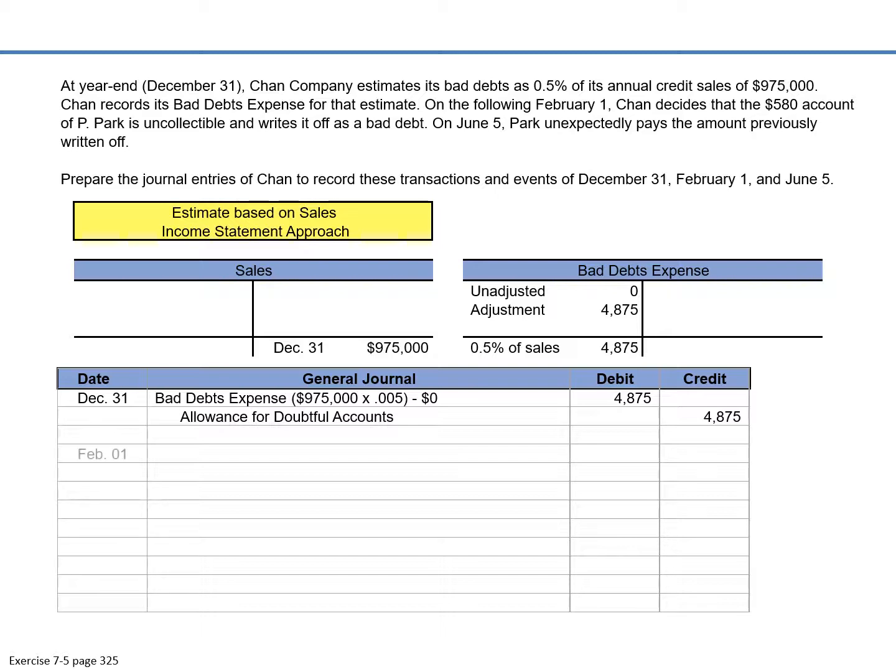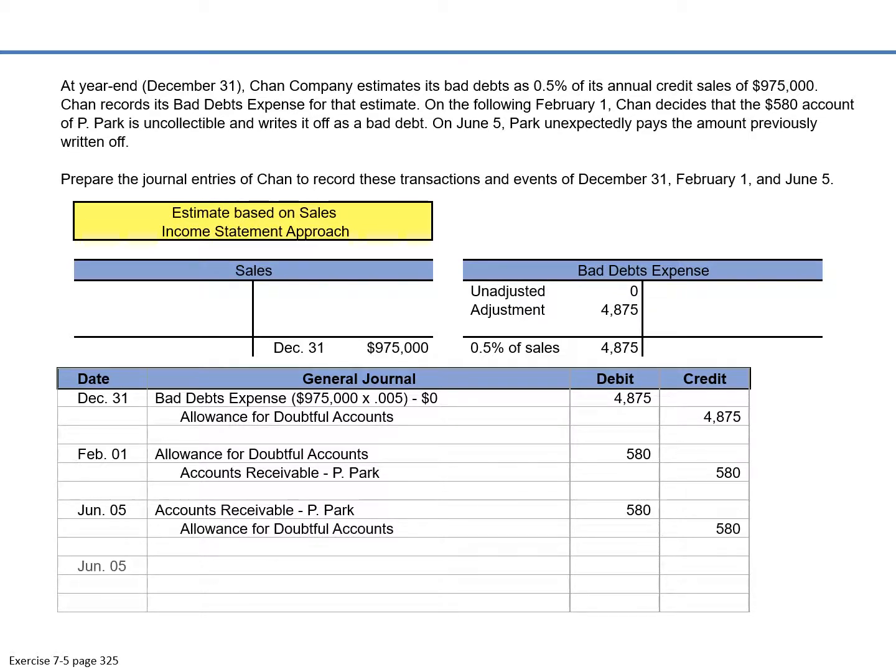hopefully you followed me. Then on February 1st, they decide that a $580 account of P Park is uncollectible. Well, they've already recorded the bad debt expense, right? So they're just going to reduce their allowance and reduce their AR. So you're going to debit allowance for $580 and you're going to credit accounts receivable for P Park for $580. Then on June 5th, we got paid, so we have to reverse what we wrote off. So it's just the opposite of the entry from February 1st. And then we record the cash we collect. Debit cash, credit accounts receivable for P Park. Okay.